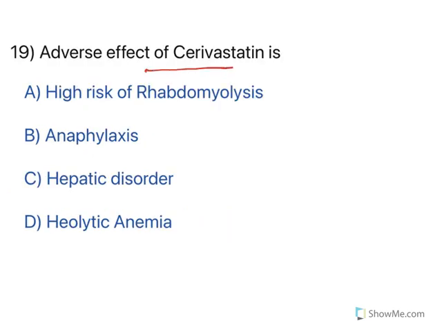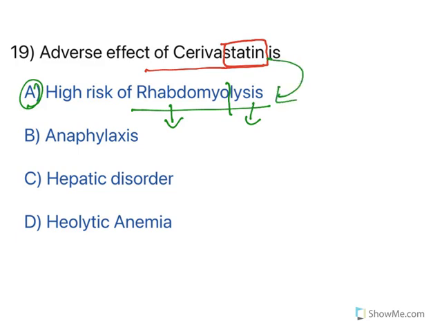Now, adverse effects of cerivastatin. See, all statins are HMG-CoA reductase inhibitors. Their major side effect is a high risk of rhabdomyolysis. Myo means muscle, lysis means breakdown. Rhabdo means striated muscle or skeletal muscle breakdown. So for all statins, the major side effect is rhabdomyolysis.